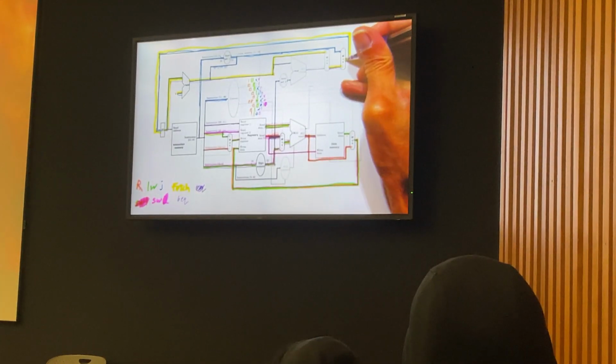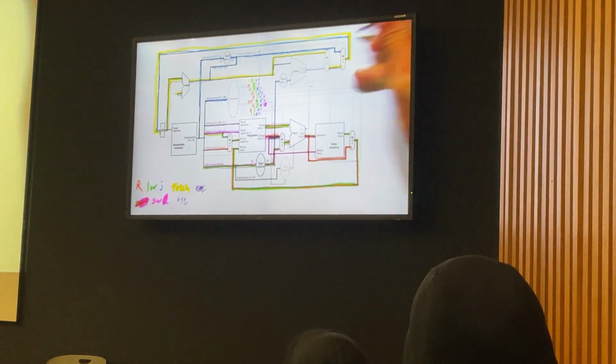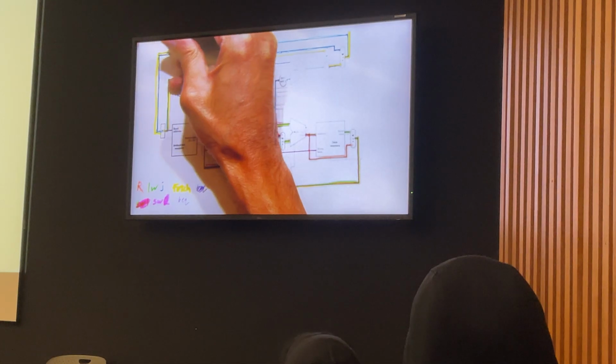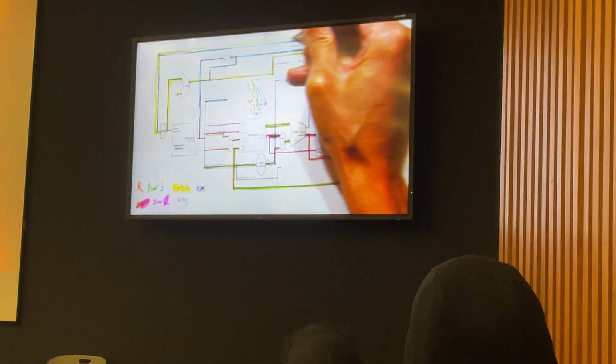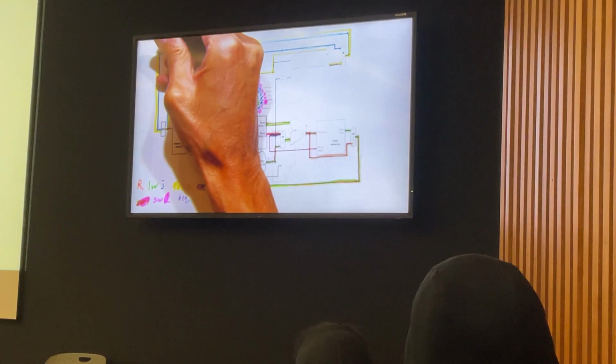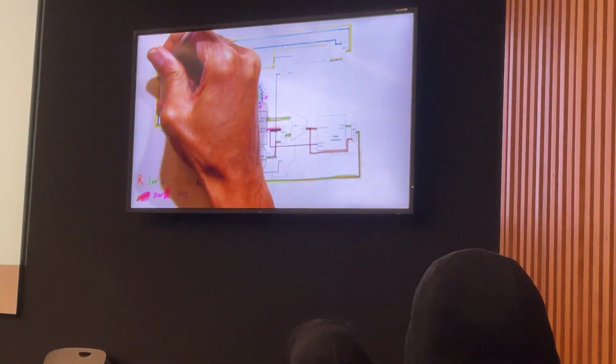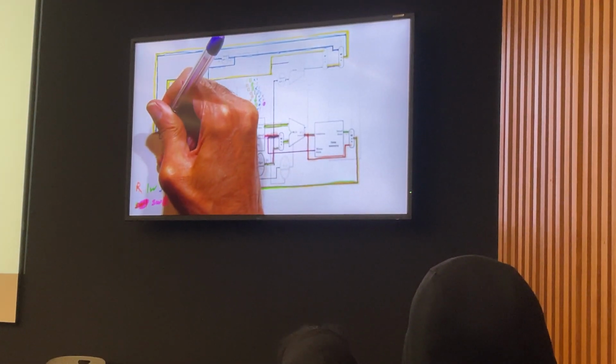Actually, the purple kind of works because the yellow is kind of a highlighter on top of the purple. Actually, I try and avoid.